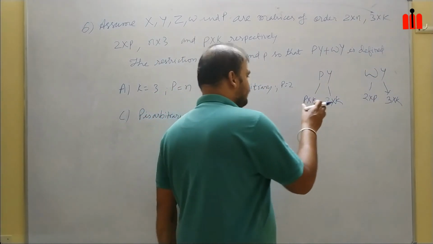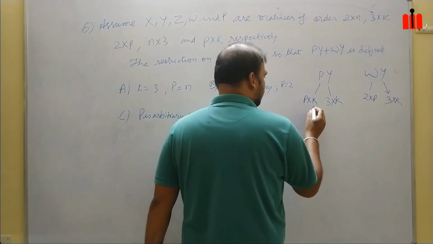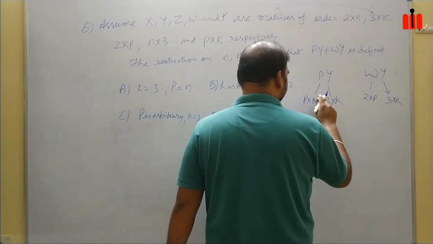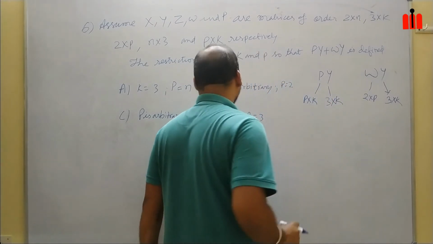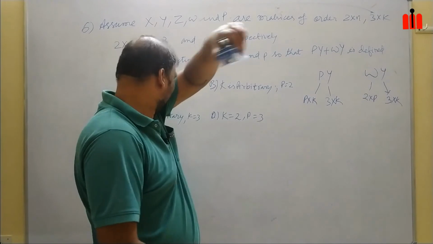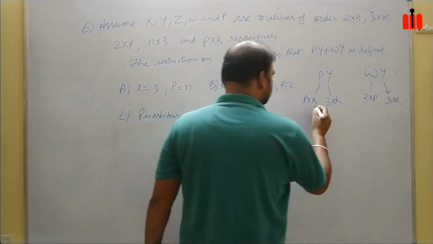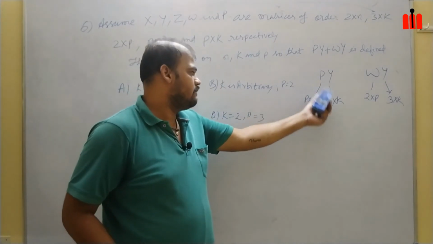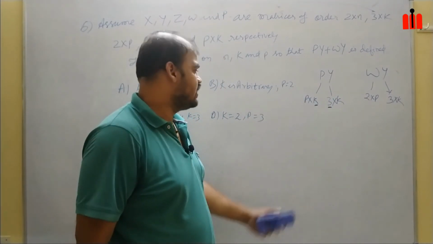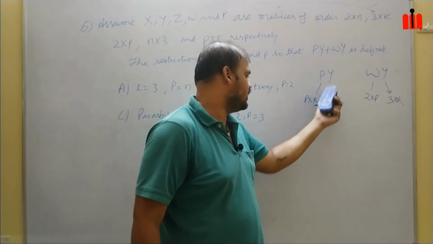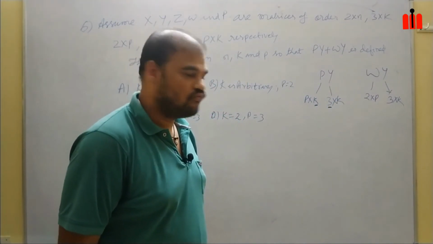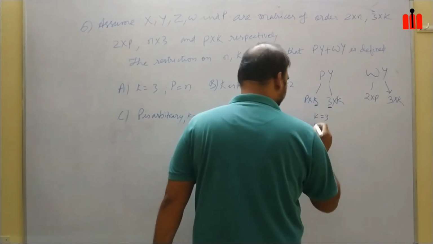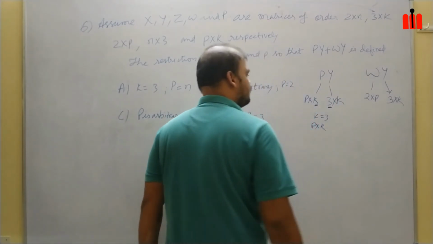Now for PY to be defined, the number of rows of P should be equal to the number of columns of Y, right? Is it correct? So this K should be equal to this 3, then only their multiplication will happen. The number of columns of P should be equal to the number of rows of Y. So K equals 3. So the order of PY will be P cross K then.